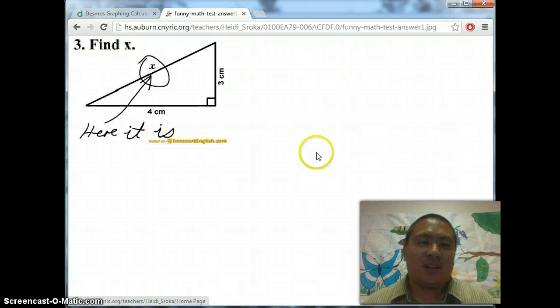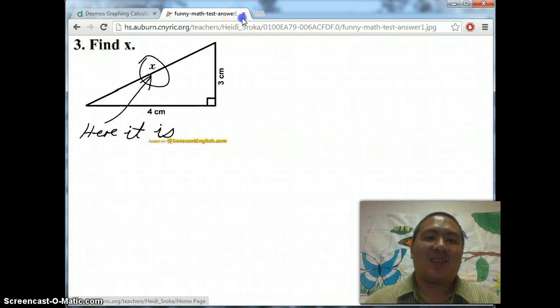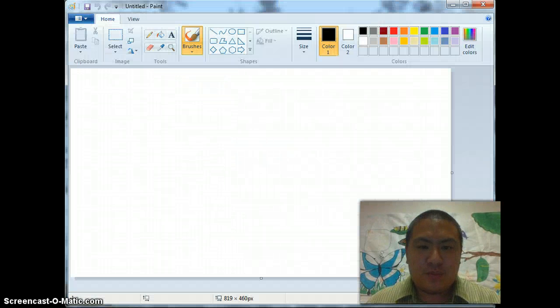Okay, so I'll start off with my typical just fun thing. Find x. Here it is. Ha ha ha ha. I swear if any of you guys do this, I might just slap you upside the head. Okay, so let's go ahead and get to work.